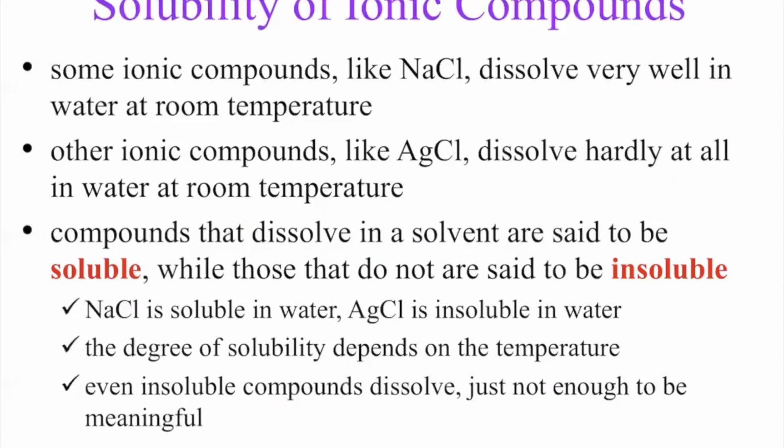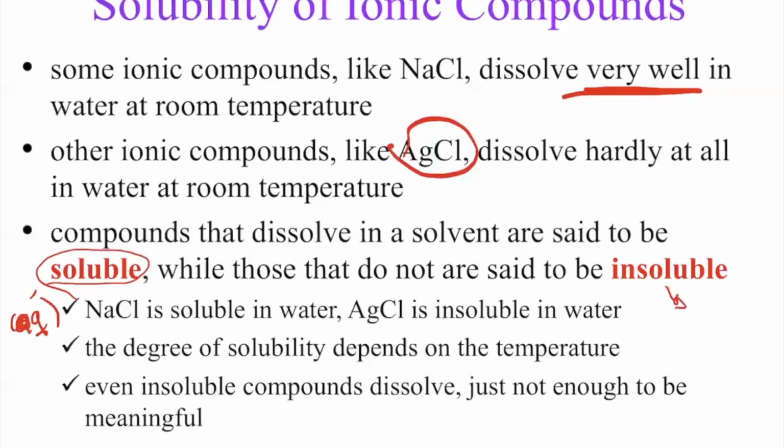For example, ionic compounds like sodium chloride dissolve very well in water at room temperature. And we're saying at room temperature because temperature will affect solubility. On the other hand, we have silver chloride. At room temperature, it won't dissolve. So when they dissolve in water, we call them soluble, and we represent it with aqueous. When it's insoluble, we put solid, meaning that it precipitates. There's a solid in solution.